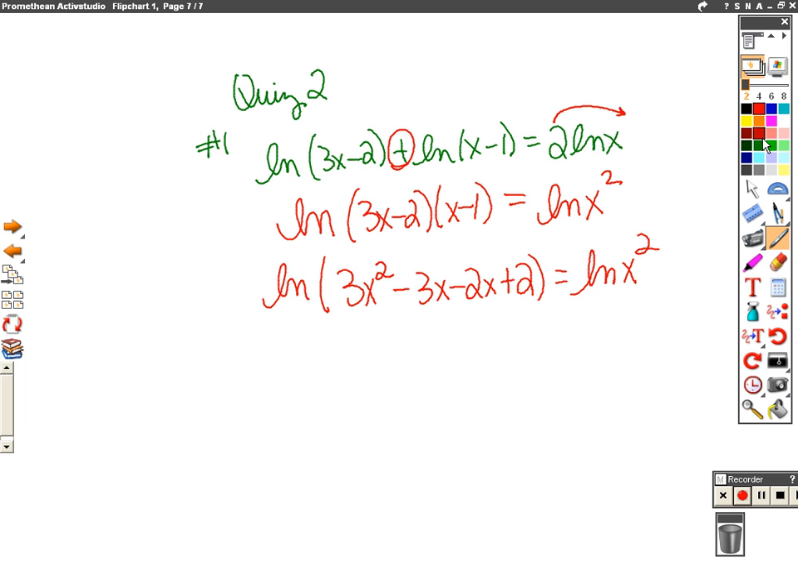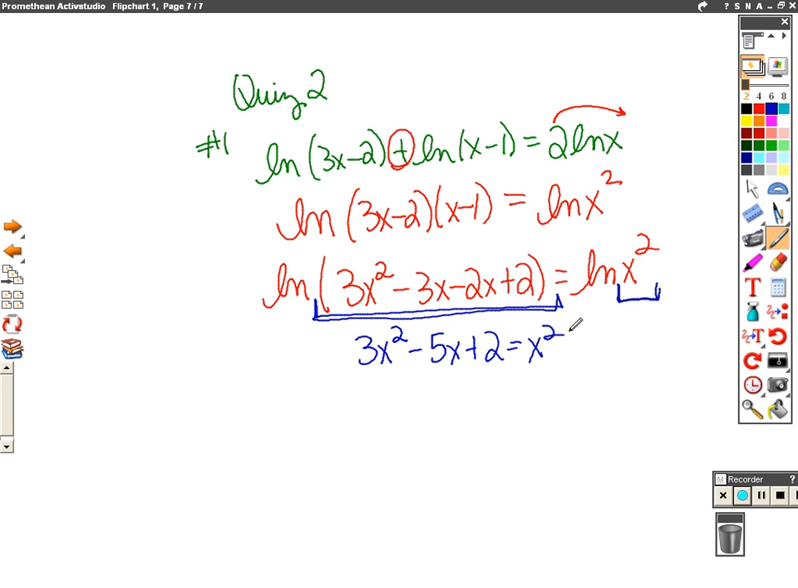Now let's think about it. If this is an ln of something and an ln of something, in order for these to be equal, whatever is in this area here, they must be equal. So let's just make them equal. And as I do this, I'm going to simplify this inside part right here.